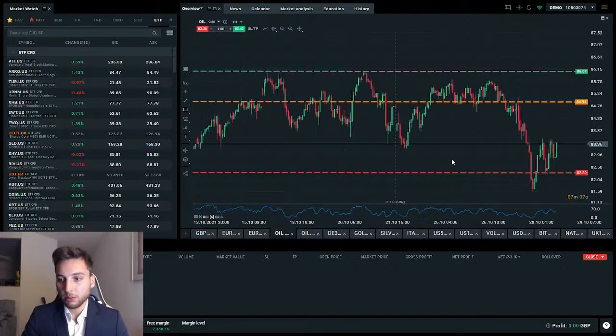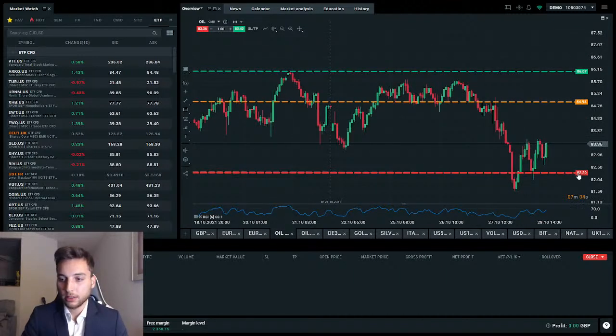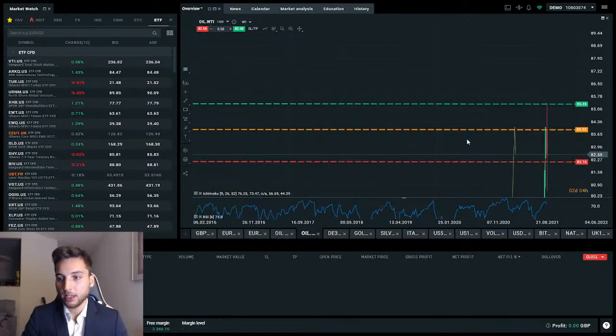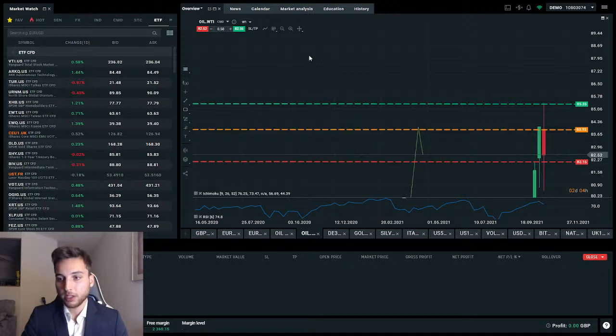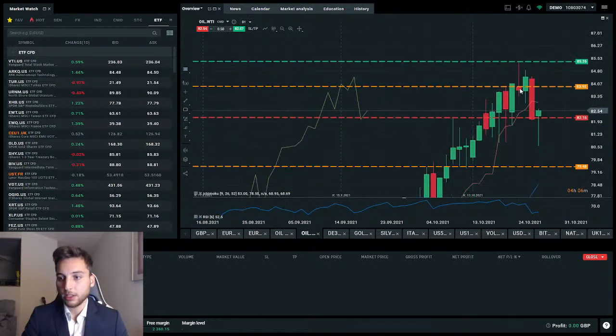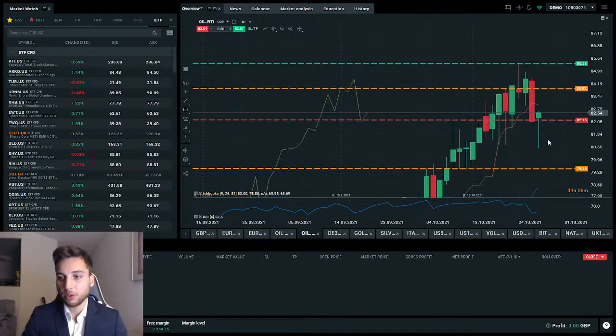Oil, let's take a look at oil prices real quick. Pulling back, now trading around 83 on Brent, while WTI, see this huge spike on the weekly. It's going to be an interesting week to see where it closes. Let's take a look on the daily. Daily, quite negative today for oil as well.